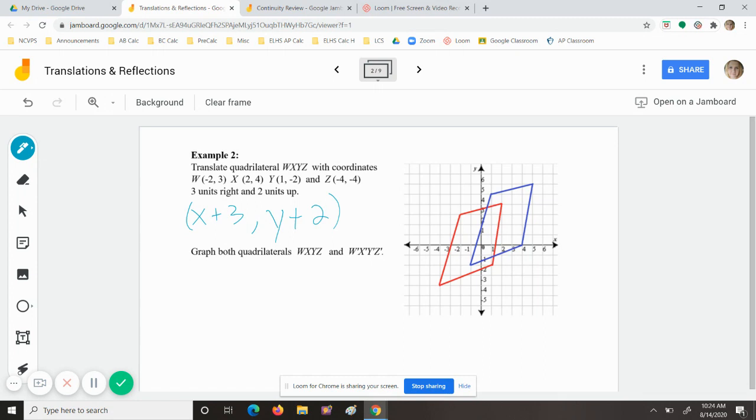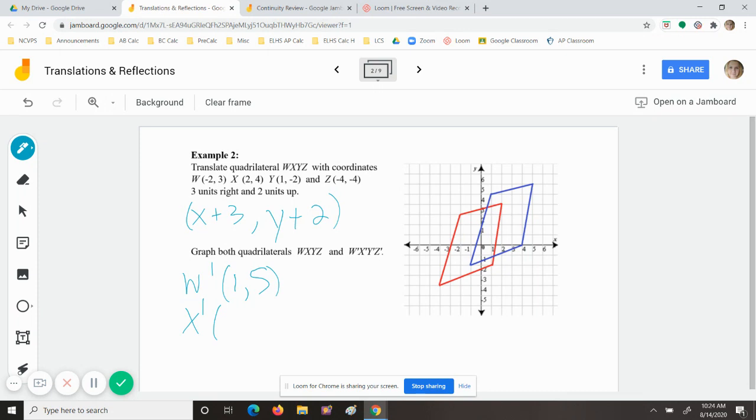Now let's do these for our new points. Let's start with W. So our new coordinates for W after this translation, we want to add 3 to the x. -2 plus 3 gives us 1. Add 2 to the y. 3 plus 2 gives us 5. So the new W is at 1, 5.